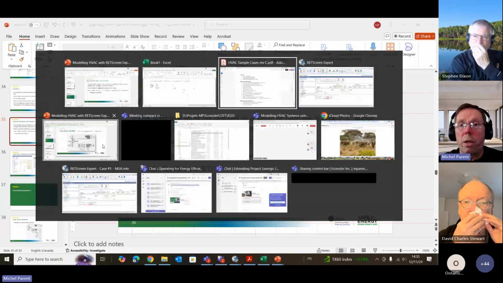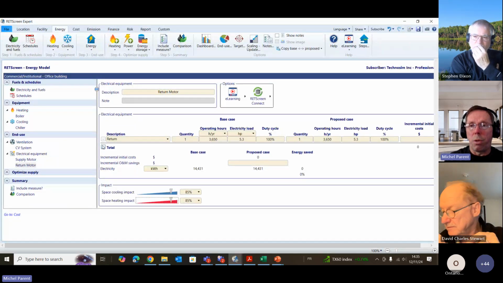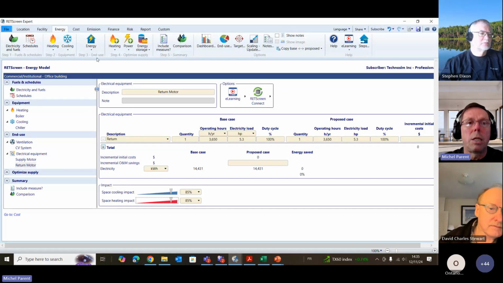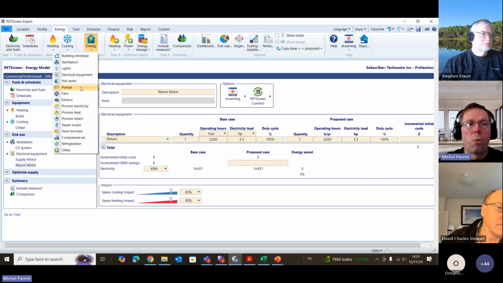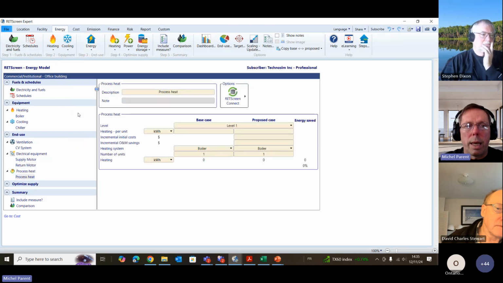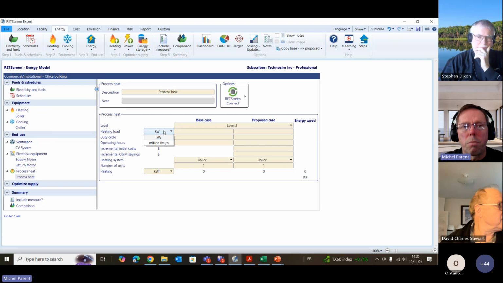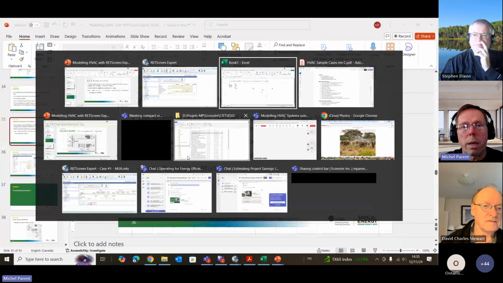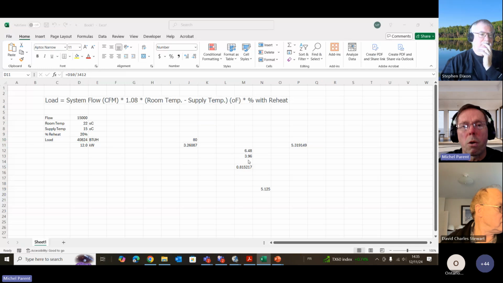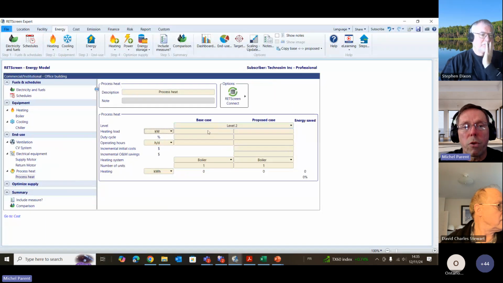So the way to define the reheat and remain flexible in the way you want to define it is you go back to energy and you will define what's called a process heat. And for the process heat, I'm going to use level 2. So I've got a little more flexibility when I do level 2. It will ask me either the kilowatt or the million BTUs. Let's say I want to enter it in kilowatt. I already made the calculation here. So it's 12 kilowatts. So I've got the equivalent of 12 kilowatt of reheat.